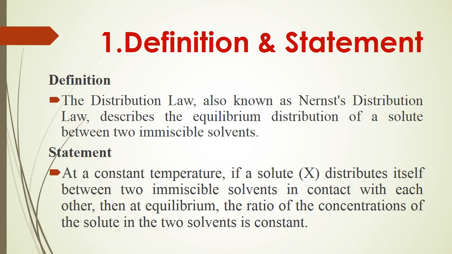First one, the definition. The distribution law, also known as Nernst Distribution Law, describes the equilibrium distribution of a solute between two immiscible solvents. Then what does the statement mean? At a constant temperature, if a solute X distributes itself between two immiscible solvents in contact with each other, then at equilibrium, the ratio of concentration of solute in the two solvents is constant.